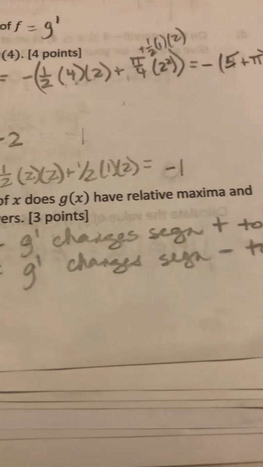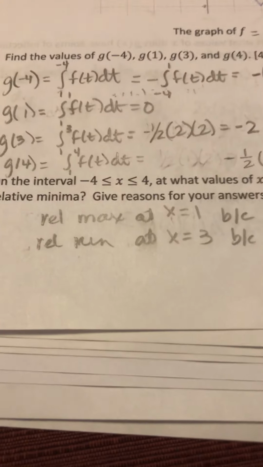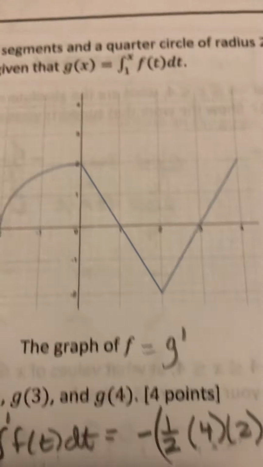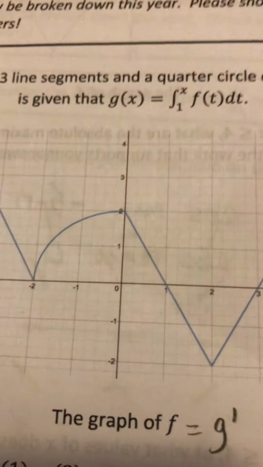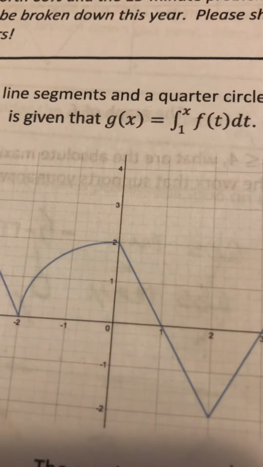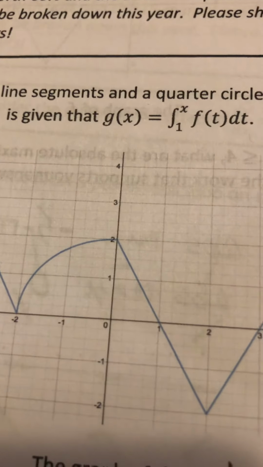Okay, now from negative 4 to 4, at what values of x does g of x have a relative maximum and a relative minimum, and give a reason. So remember, based on g of x being the integral from 1 to x of f of t dt, that's telling us this graph of f is g prime. That's the other part of the fundamental theorem. If we take the derivative of the left side, we get g prime of x. And when we take the derivative of the integral, you're just left with the integrand, and instead of t, it becomes x. So we say, okay, this is g prime.